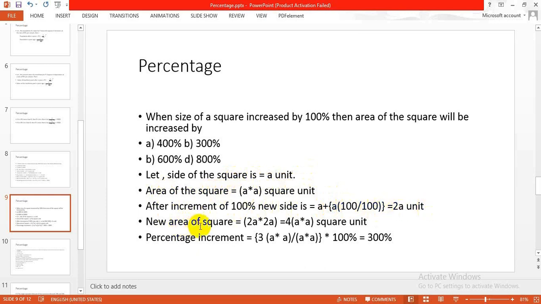So now the new area of the square is 2a whole square, which is 4a square square unit. So the percentage increment is 4a square minus a square by a square, which is 3a square by a square into 100 percent, that is equal to 300%.